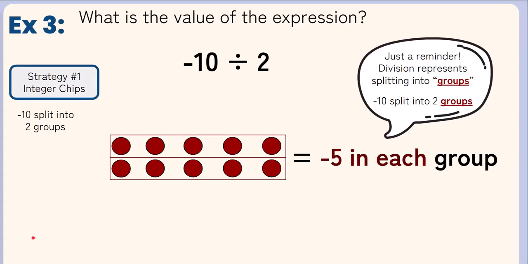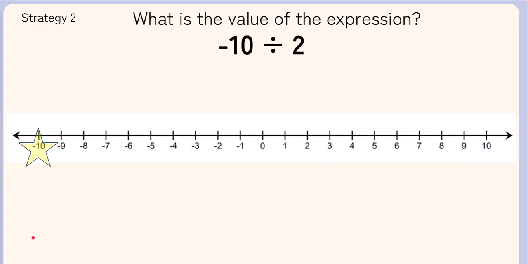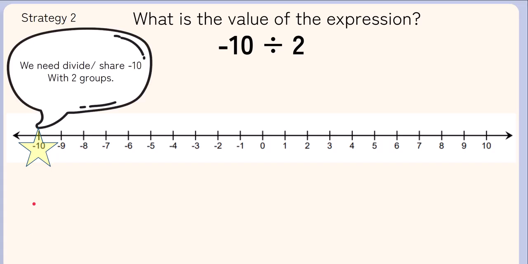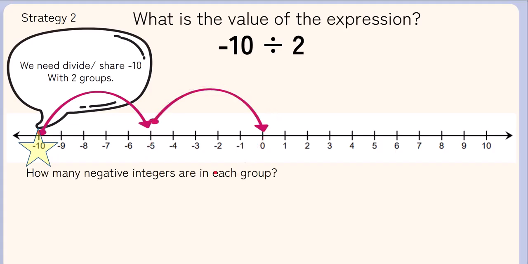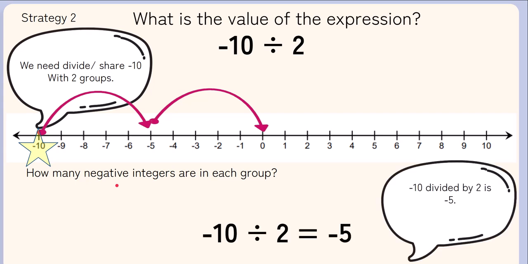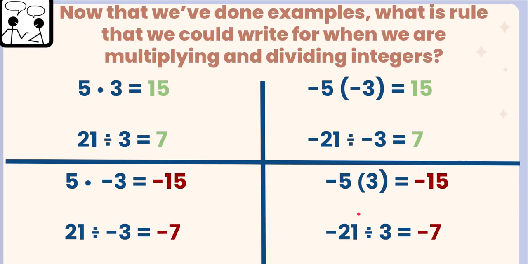Here's what it looks like with the number line. -10 divided into 2 groups. We have to divide and share that -10 with 2 groups. So here's the first group, and then here's the second group. How many negative integers are in each group? -10 divided by 2 is -5. Let's make sure that you've recorded that.